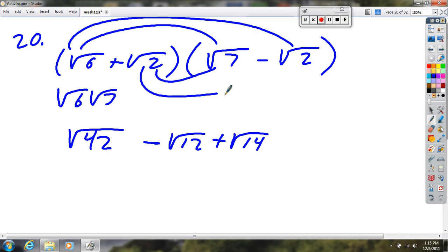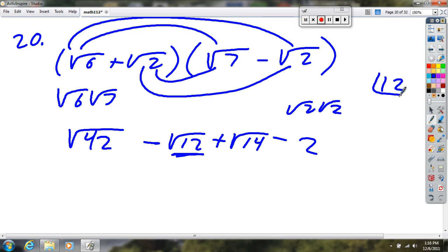And then take the square root of 2 times the square root of 2, which is a negative. Square root of 2 times the square root of 2 is 2. Now, we're almost done, except this one can be simplified. You got to make sure you don't have any pairs. Do I have pairs inside 14? No. It is 2 times 7.